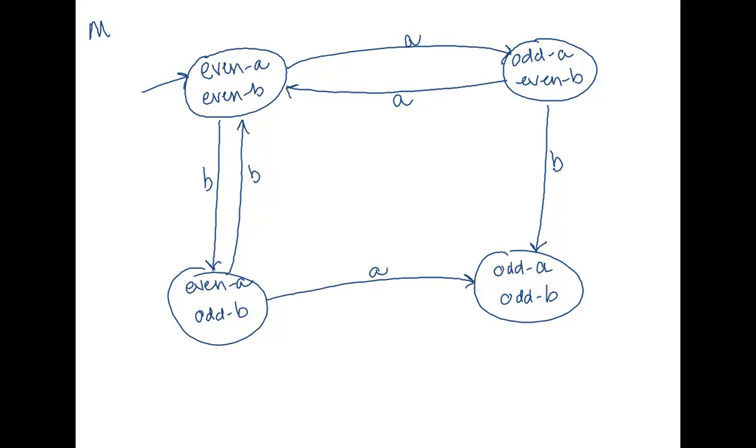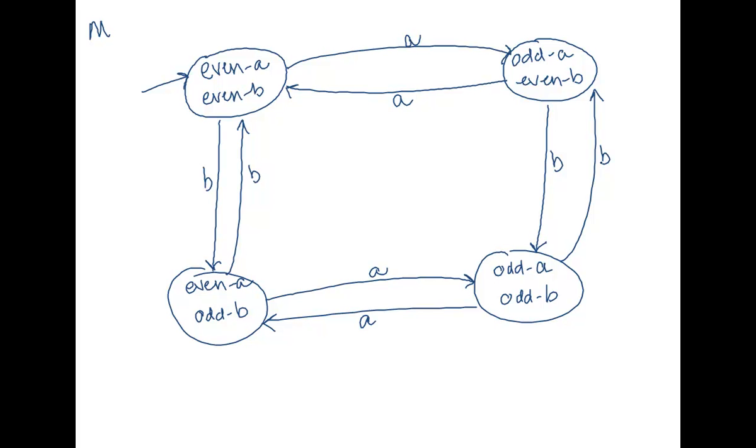Last, I'm in state odd A, odd B. If I see an A, I'm going to go to state even A, odd B. And if I see a B, I'm going to go to state odd A, even B. Okay, and that's all the transitions for that state.